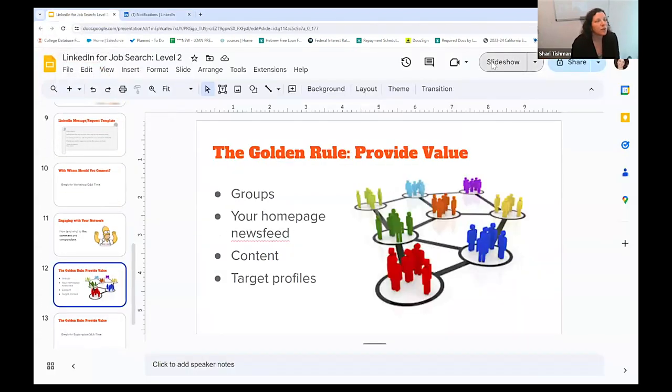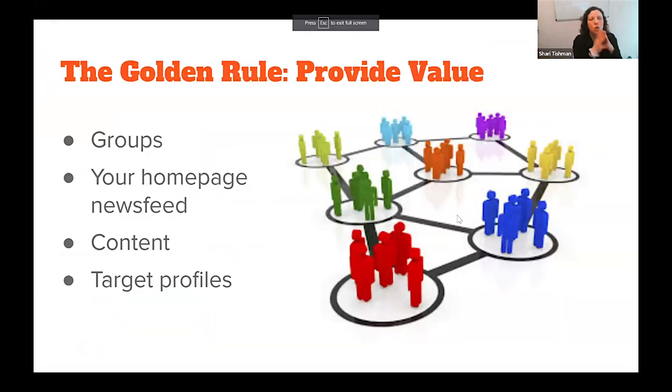Okay, so this next part is more about the proactive engagement with your network. It also enables you to connect with new people that you've never met before in an authentic way that makes it easier for you to connect with them, as opposed to just doing a search and then reaching out to them cold. And the key here is the golden rule of social media and networking, which is provide value.